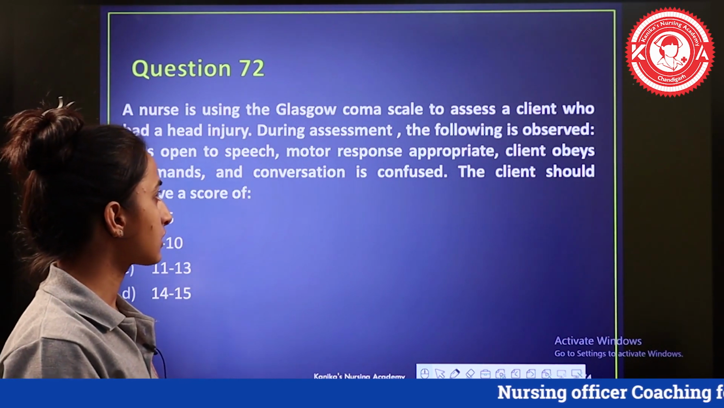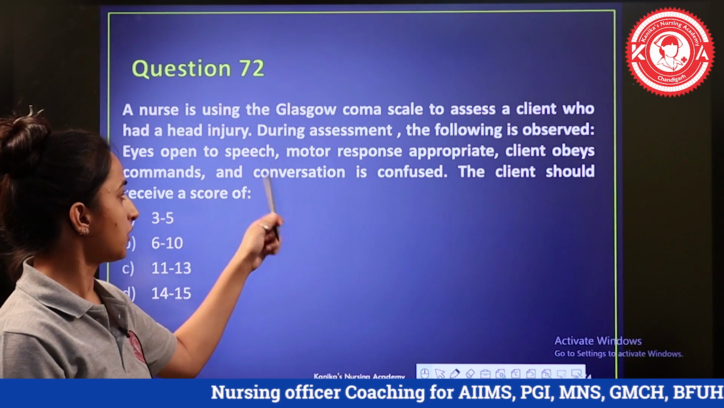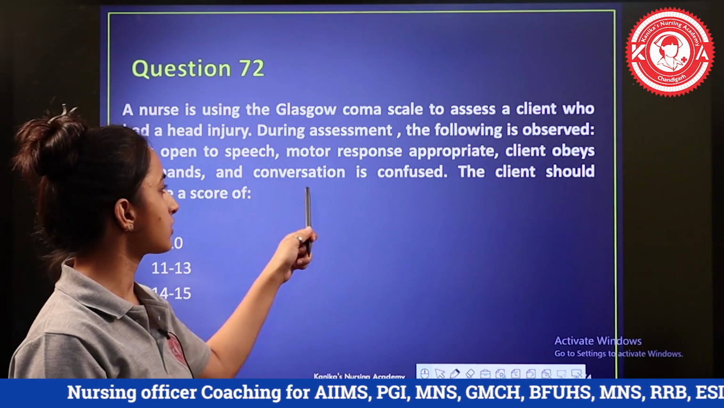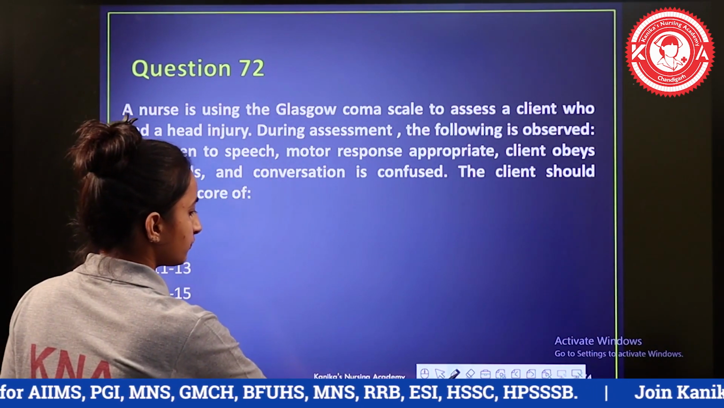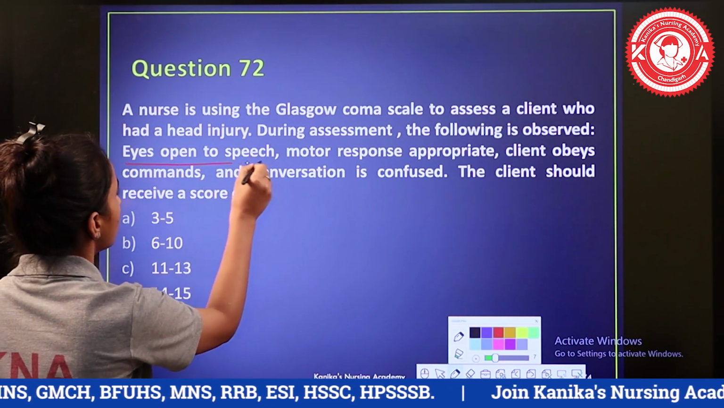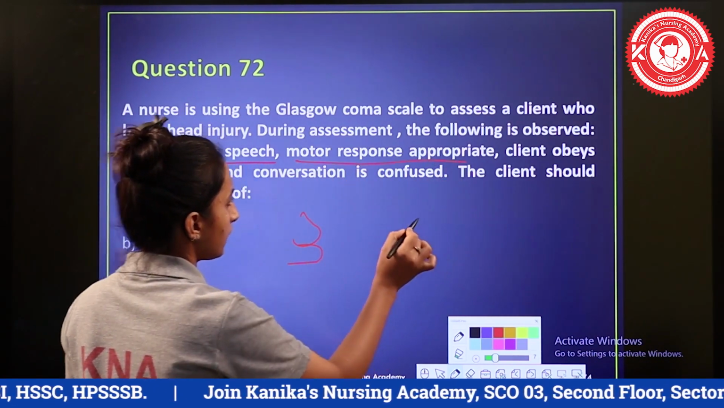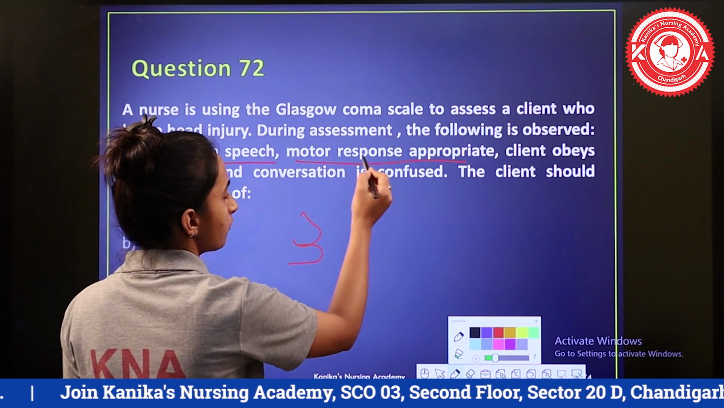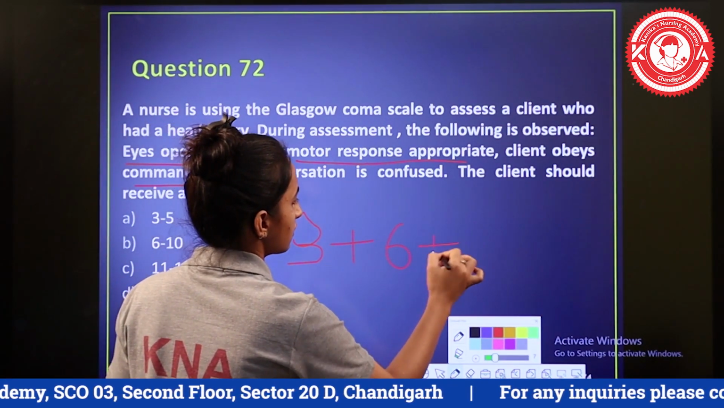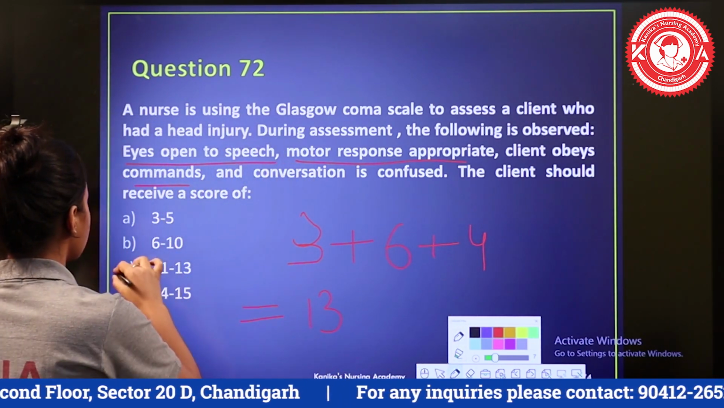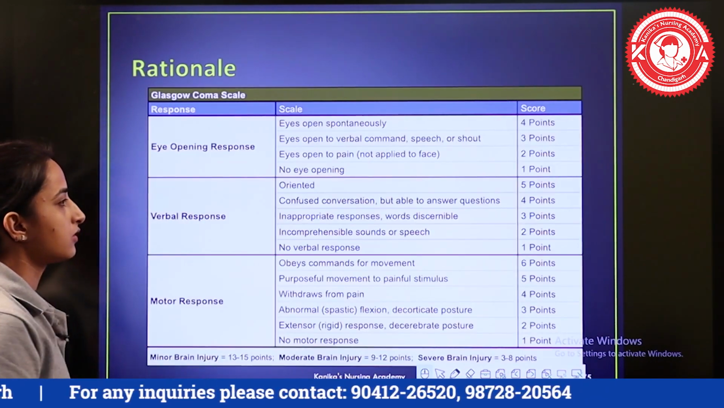A nurse is using the Glasgow Coma scale to assess a client who had a head injury. During the assessment, the following is observed: eye opens to speech, motor response appropriate, client obeys the command, and conversation is confused. The client should receive a score of. Eyes open to speech gets a score of 3. Motor response appropriate and client obeys the commands gets a score of 6. Conversation is confused gets a score of 4. So the total is 13, and the right answer is 13.